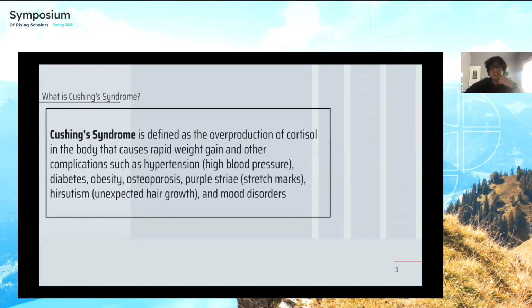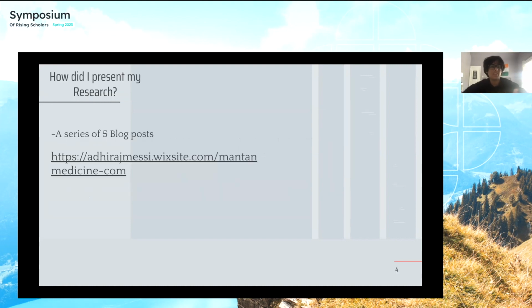Cushing syndrome is defined as the overproduction of cortisol. Cortisol is basically a stress hormone in the body that causes rapid weight gain and other complications such as hypertension, high blood pressure, diabetes, obesity, osteoporosis, purple striae, which is stretch marks, hirsutism, which is unexpected hair growth, and mood disorders. So how did I actually present my research?